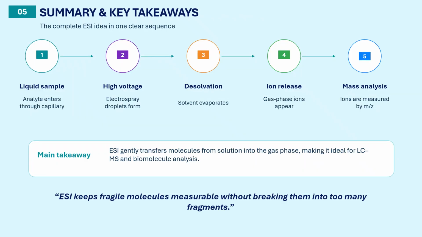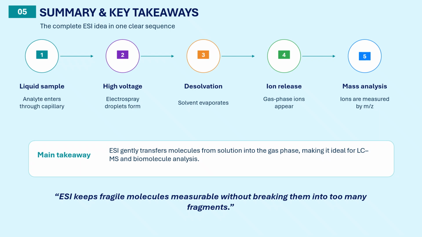Finally, let's summarize the Electrospray Ionization ESI lecture and highlight the key takeaways. ESI is a soft ionization technique that converts liquid samples into gas phase ions while preserving the molecular structure. Here's the complete sequence in simple steps. Step 1. Liquid sample. The analyte enters the ESI source through a fine capillary. This is the solution phase starting point.